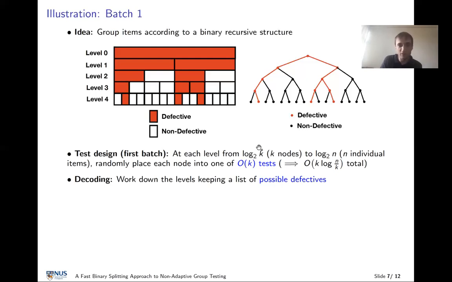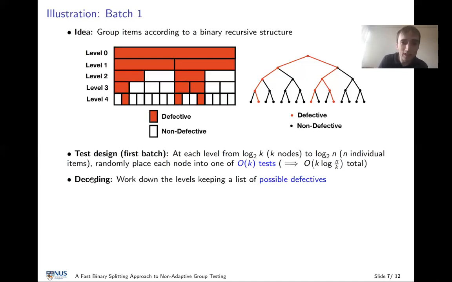Because we're working from log k down to log n, and we have this binary splitting structure, the number of levels we're using is log n over k. So our total number of tests in this batch will be k log n over k, which is sounding good. It's the scaling that we want.